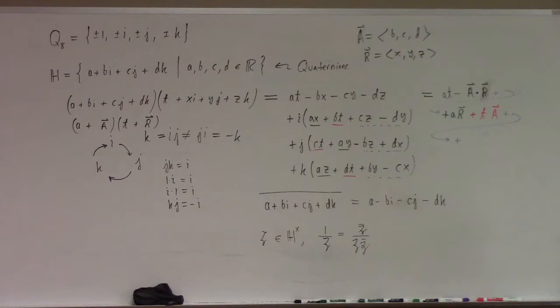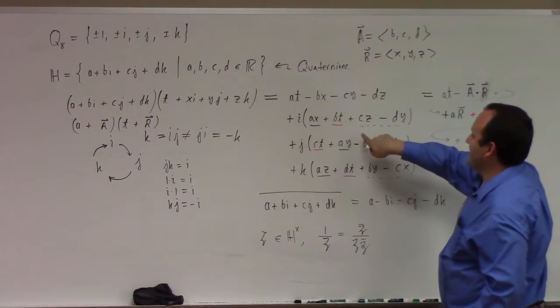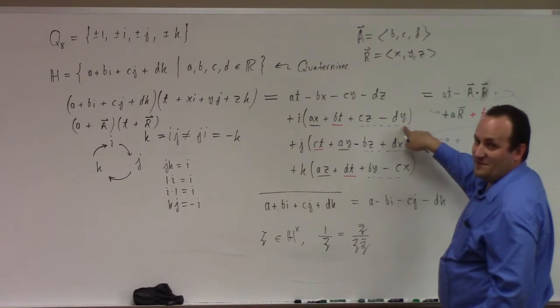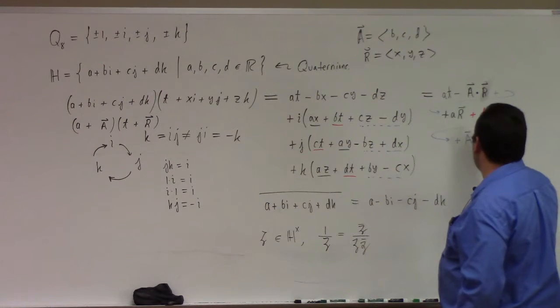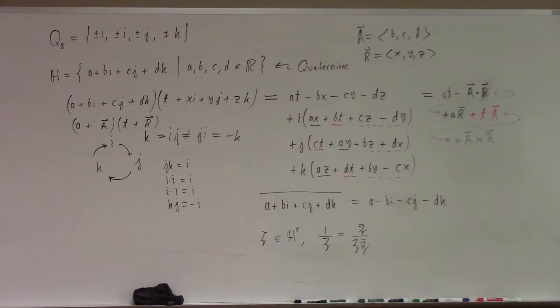What's the first term in the cross product of A and R? It's cz minus dy. But that's exactly what I have here. cz minus dy. That's the i-th component of the cross product of the vector A and vector R. So what you have, in fact, using this natural correspondence, is A cross R. So the quaternionic product of two 4-vectors has within it the ordinary dot product of 3-dimensional vectors and the ordinary cross product of 3-dimensional vectors plus some extra pieces.